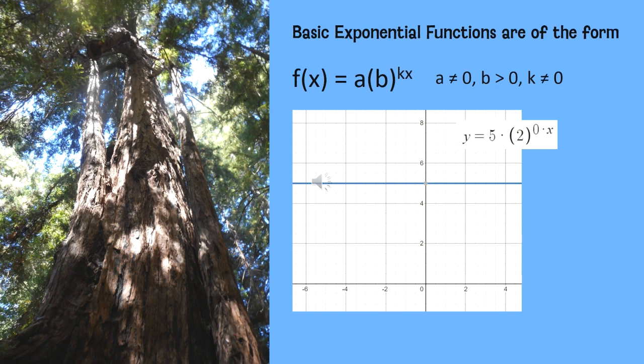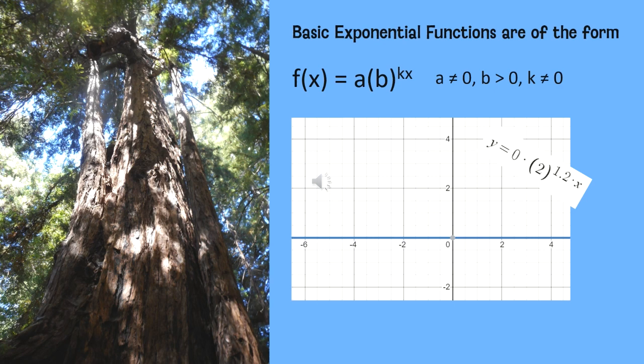Here we have k equal to 0, and note my function is just a horizontal line, y equals a. In this case, it was y equals 5, because the leading coefficient was 5. So when we multiply 5 by any base to the 0 power, any value to the 0 power is 1, and so 5 times 1 is 5. So if k is 0, then our function just collapses to a horizontal line. And we've already covered horizontal lines. So we're not going to allow k to be 0 for our basic exponential form.